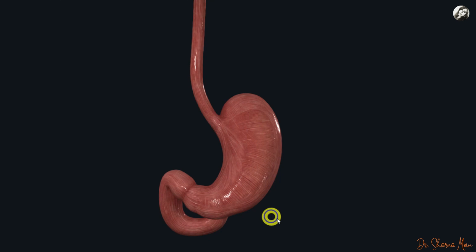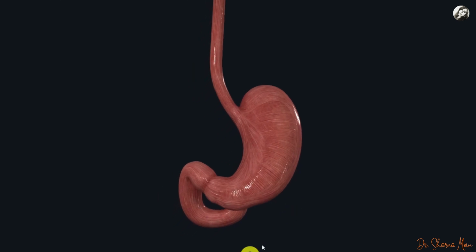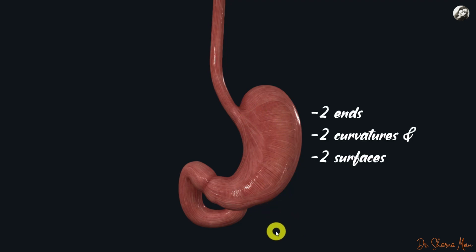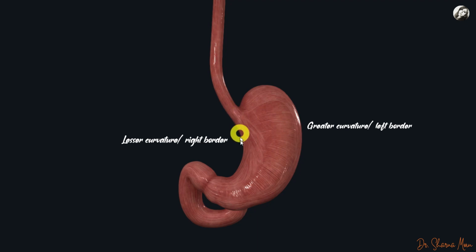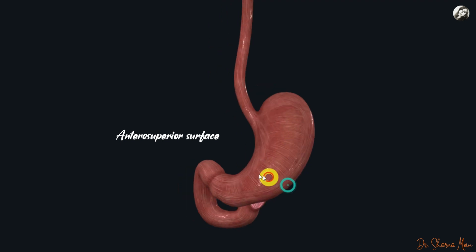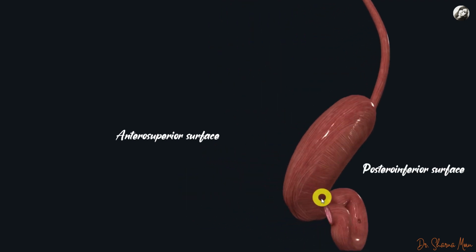Let us start with the presenting parts. The presenting parts of the stomach are basically the external features, and they are two ends, two curvatures, and two surfaces. The two ends are the upper end, also known as the cardiac end, which lies above, and the lower end, or the pyloric end, obviously, which lies below. And then we have two curvatures, the greater curvature, or the left border of the stomach, and the lesser curvature, aka the right border of the stomach. And we have two surfaces, the Antero-superior Surface, and behind we have the Postero-inferior Surface.